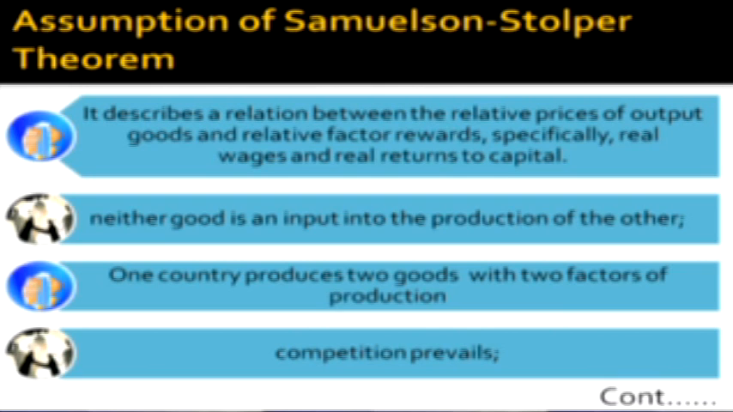Now there are certain assumptions of the SS theorem. The very first assumption is a relationship between the relative price of output goods and relative factor rewards, especially real wage and real returns to capital.